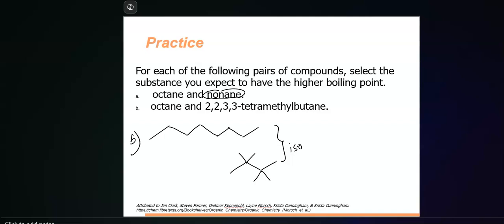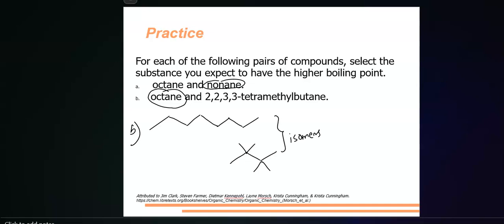They have the same molecular formula, but one is a straight chain and the other is a branched chain. We just learned that the straight chain alkane will have a higher boiling point. So octane will have a higher boiling point and the branched alkane will have a lower boiling point. All right, and so that's about a couple of chemical properties and some physical properties of alkanes.